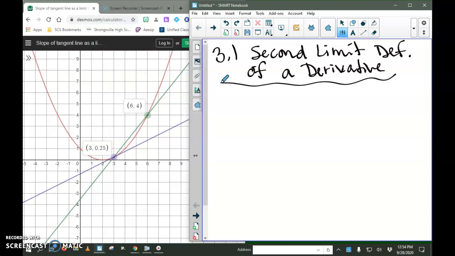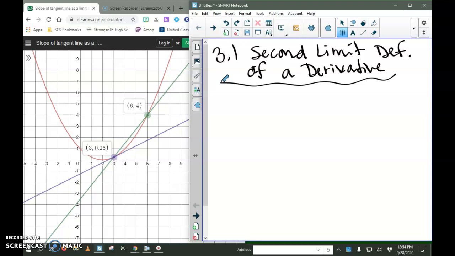So again, I have our Desmos example up from the other day. My tangent line is the purple line and is touching my red parabolic curve at 1 point, (3, 0.25). And it's hard to find the slope at just 1 point because the slope formula requires 2 points.